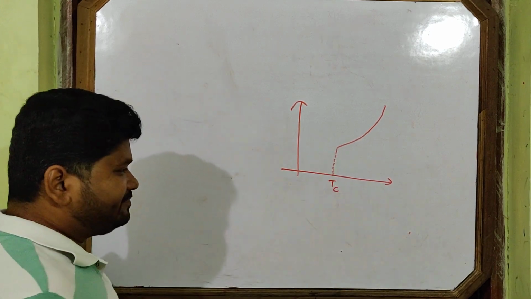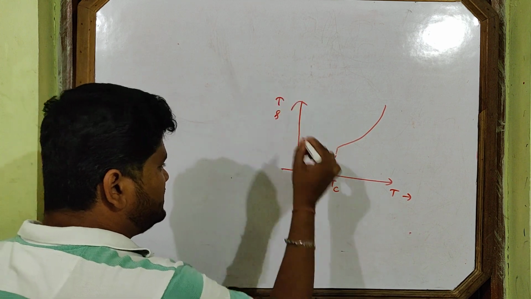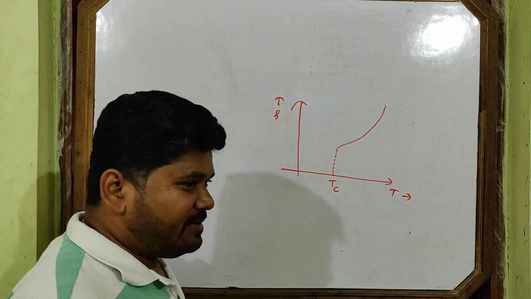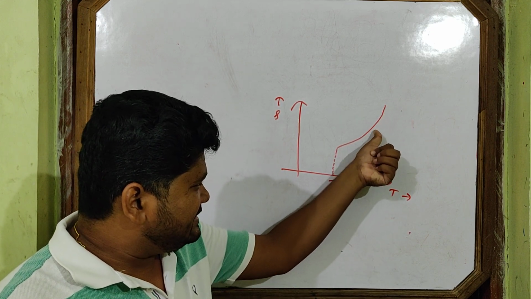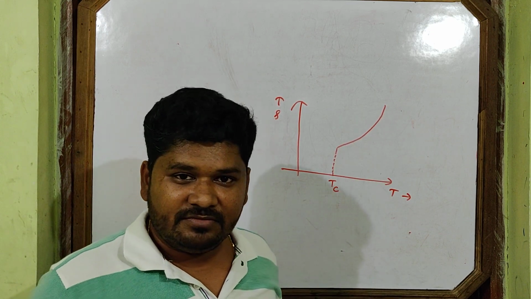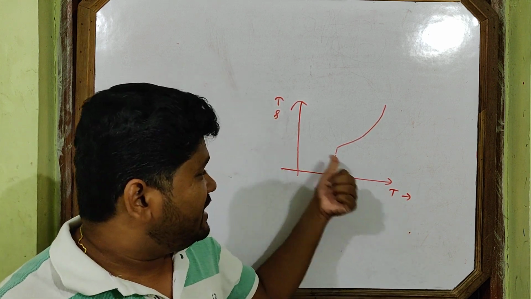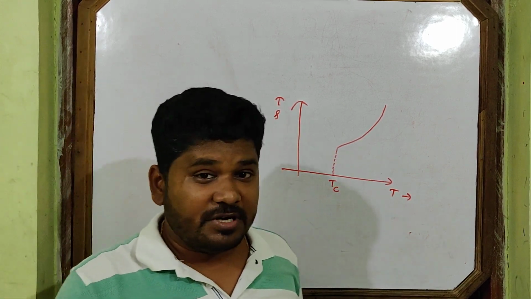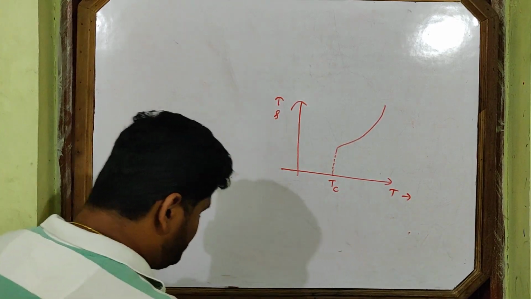This is Tc. This is T, temperature. This is resistivity. This is 4 Kelvin for mercury, found by Kamerlingh Onnes. Okay, so this is Tc. Resistivity decreases and suddenly becomes 0 at 4.2 Kelvin for mercury. If the question asks for the resistivity-temperature graph for a superconductor, you will draw this graph. Okay, so this is about the superconductor.